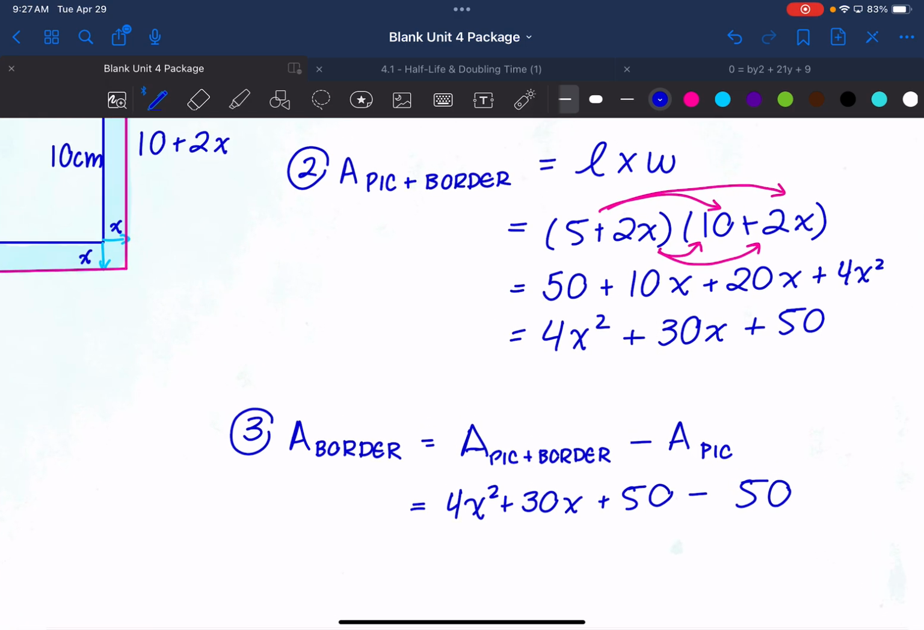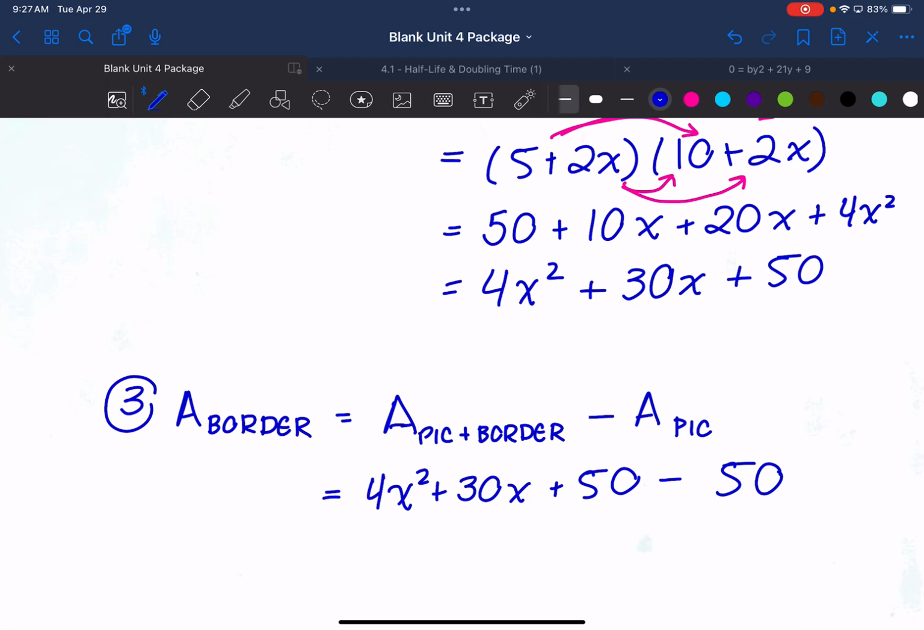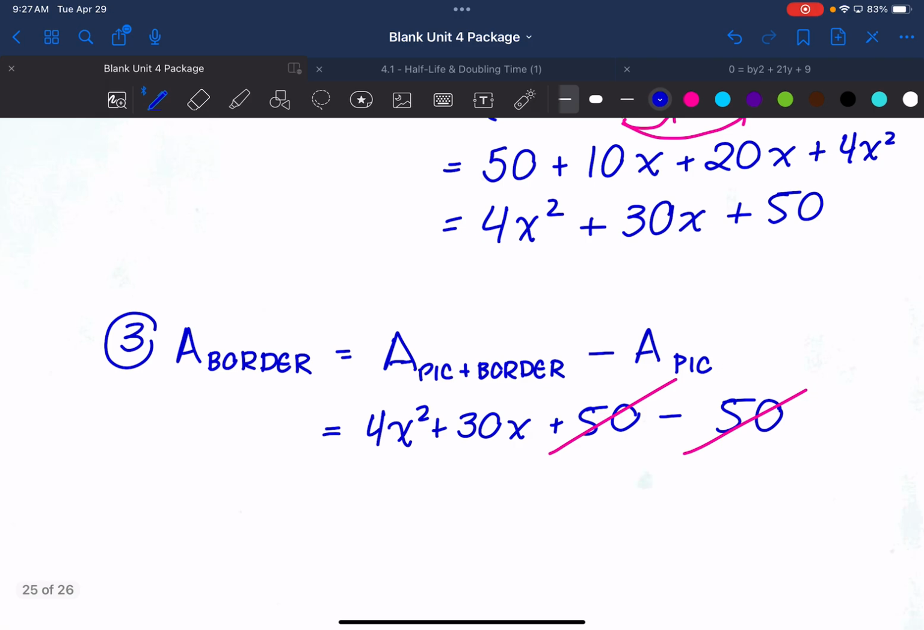Okay, anything I can cancel out or simplify? Yeah, that'll just be 4x squared plus 30x. Done, right? So that is going to be my area of the whole border around the picture. So now we have 4x squared plus 30x.